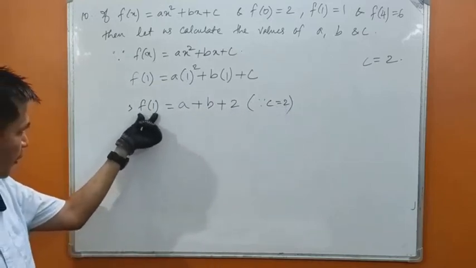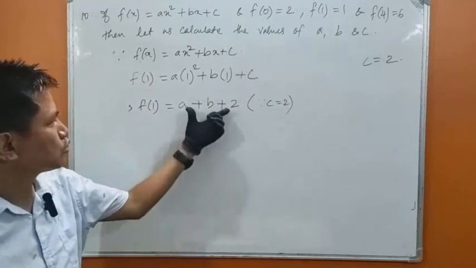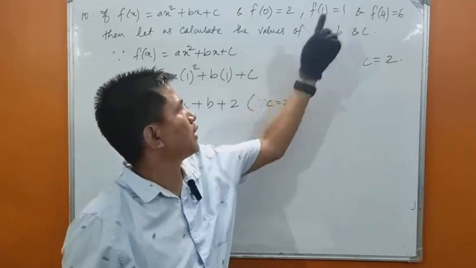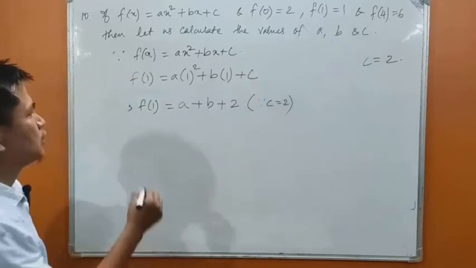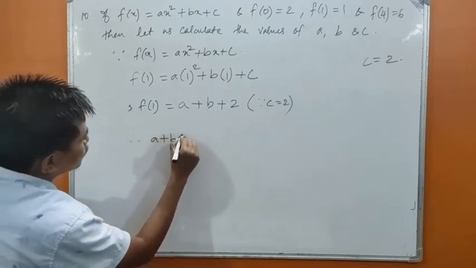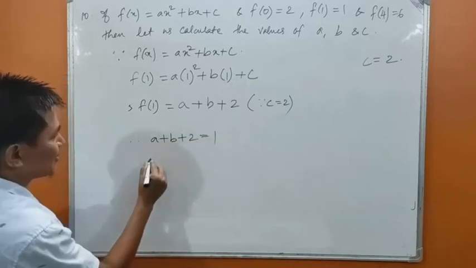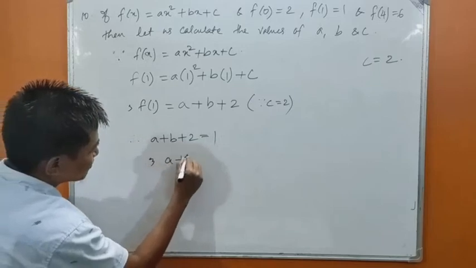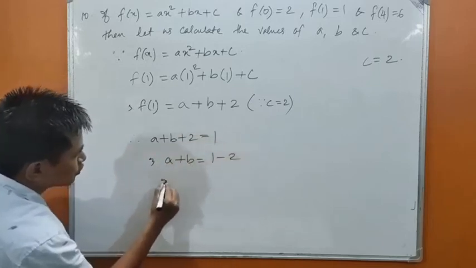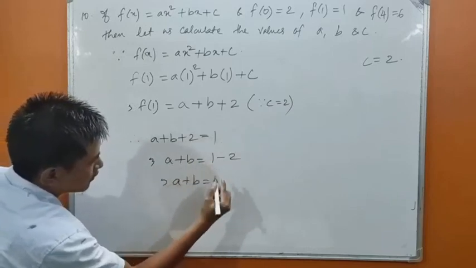And again, the value of f(1) is already given to us. f(1) means 1. So this must be equal to 1 because f(1) is this and f(1) means 1. So we can write, therefore, a + b + 2 equals 1. I hope you got this. Or a + b equals 1 + 2. When you take 2 to the right hand side it becomes minus 2. a + b equals minus 2 plus 1, which becomes minus 1.